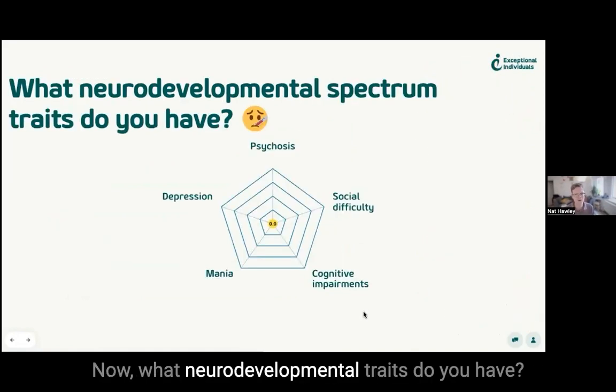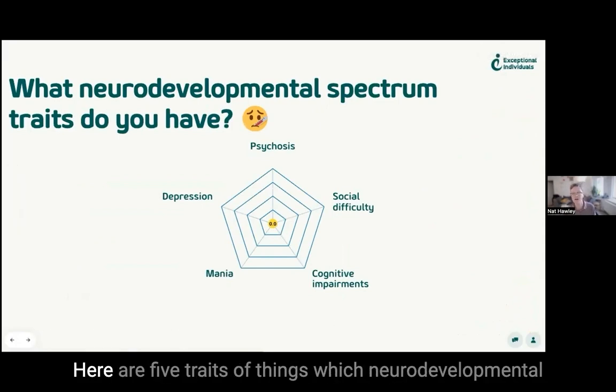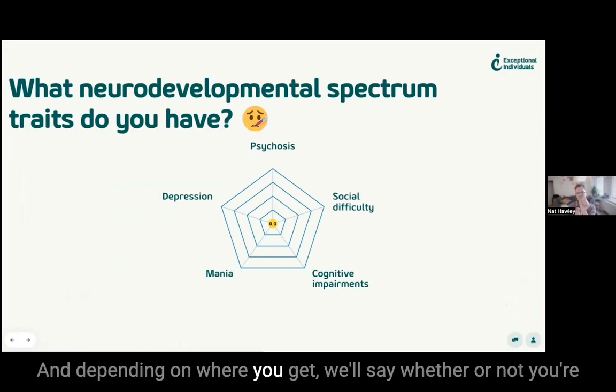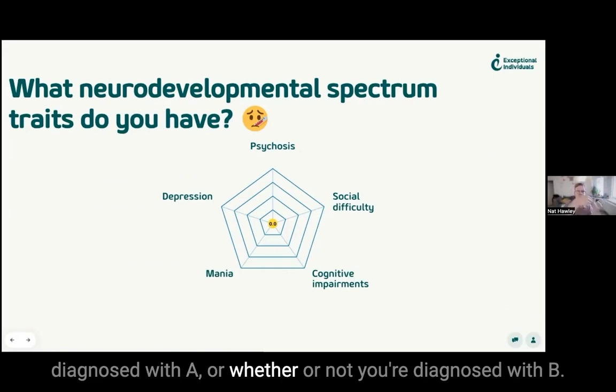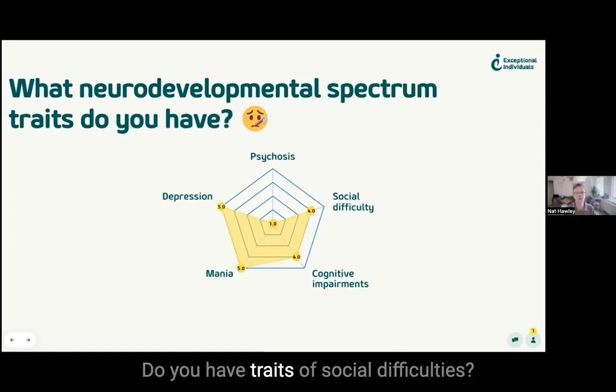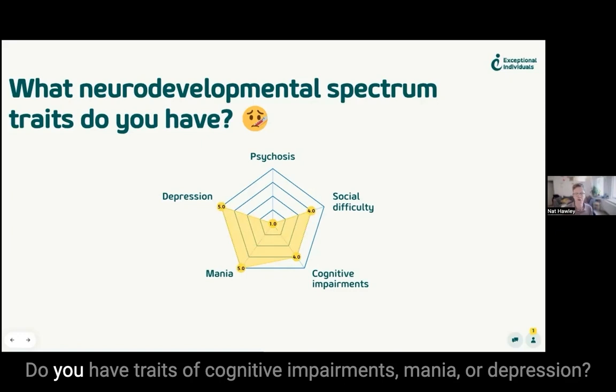Now, what neurodevelopmental traits do you have? So here is 1, 2, 3, 4. Here are 5 traits which neurodevelopmental disorders typically have one or the other or more. And depending on where you get, will say whether or not you're diagnosed with A or whether you're diagnosed with B. So would you say you have traits of psychosis? Do you have traits of social difficulties? Do you have traits of cognitive impairments, mania, or depression?